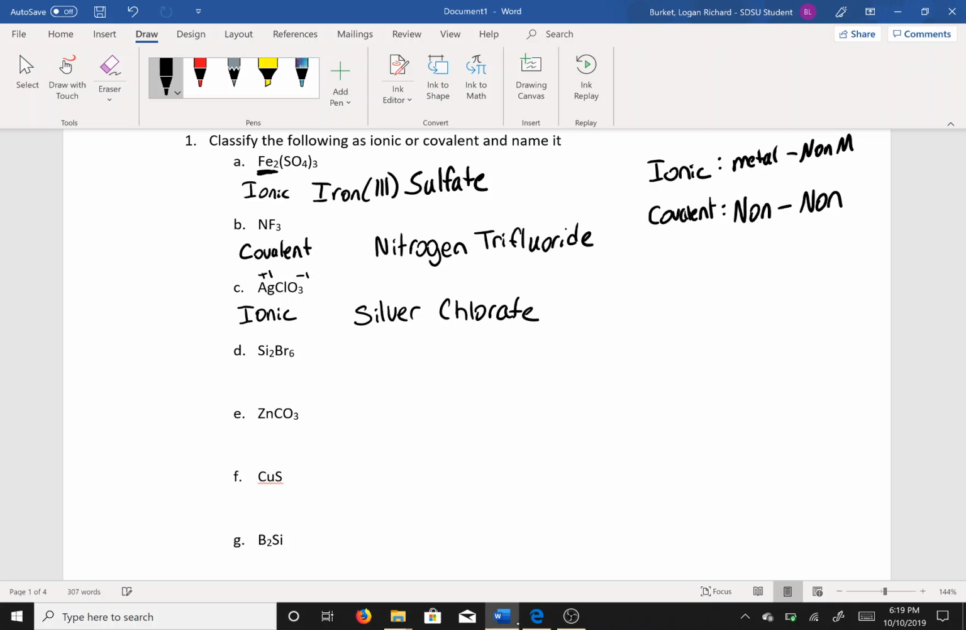The times where you don't need the Roman numerals in an ionic bond is when the charge is just 1, because it can be assumed that its charge will be 1. Let's move on to the next one.